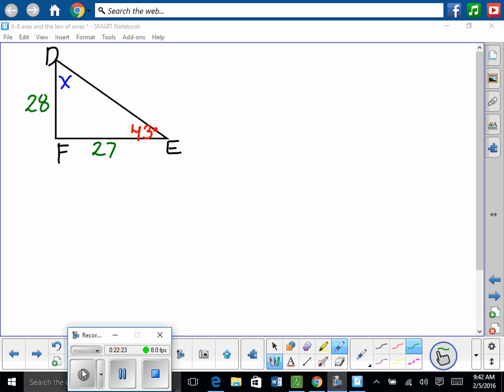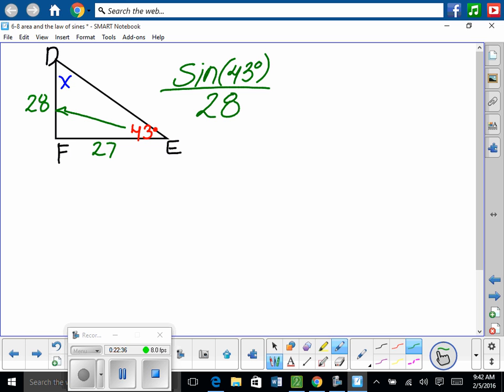So let's set up the law of sines. We know it's sine of the angle, so sine of 43 degrees, over the side across from it. Now look, isn't the side across 28? That will be equal to the sine of that angle across from, divided by the side across from it. So we have the sine of x divided by 27. Now make sure you look in your equation. We only have one unknown. Does everybody see how I set that up?